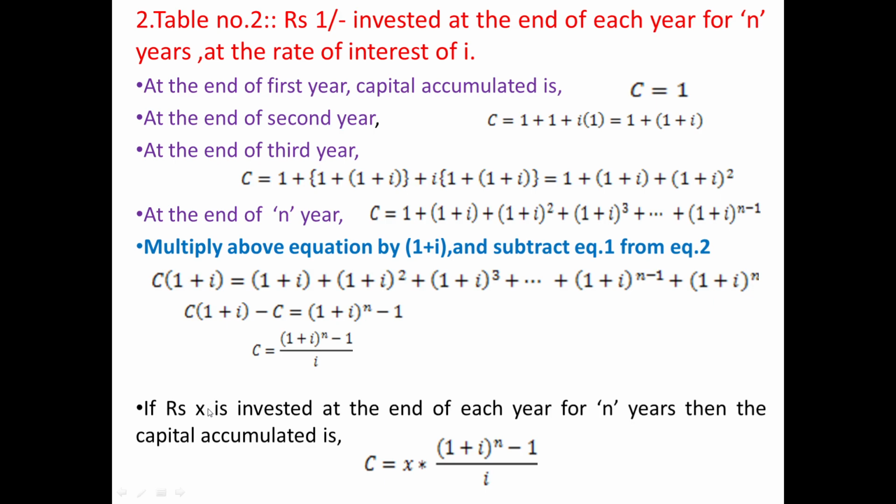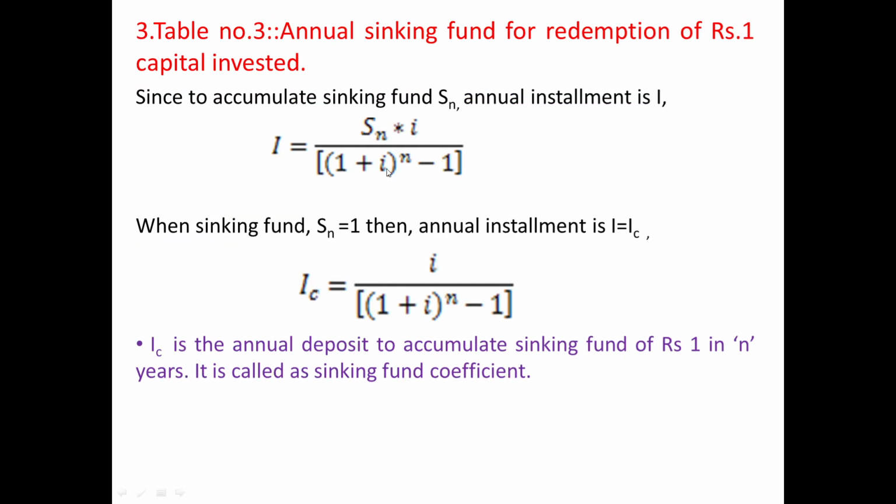For example, rupees 5,000 deposited every year for 10 years, then we can work out this amount. The amount available will be 5,000 into ((1 plus 0.08) to the power 10 minus 1) divided by 0.08. So we can work out the recurring deposit and how much final amount you are going to receive. Table 3 is the sinking fund table. So you are getting the yearly installment. If the sinking fund amount becomes rupees 1, then this becomes the sinking fund coefficient.